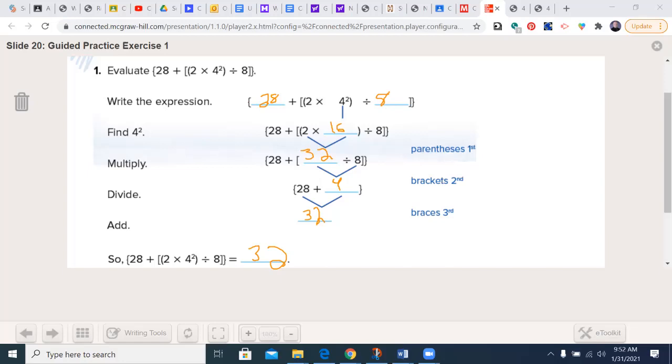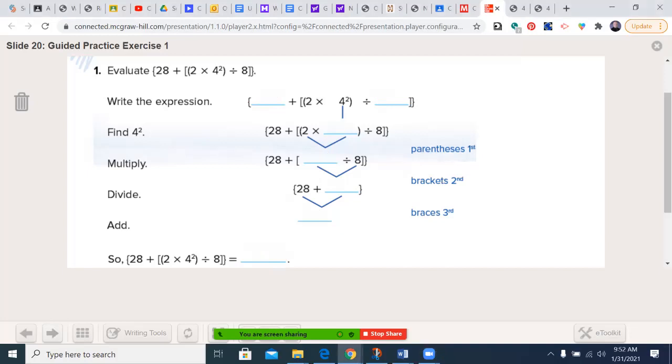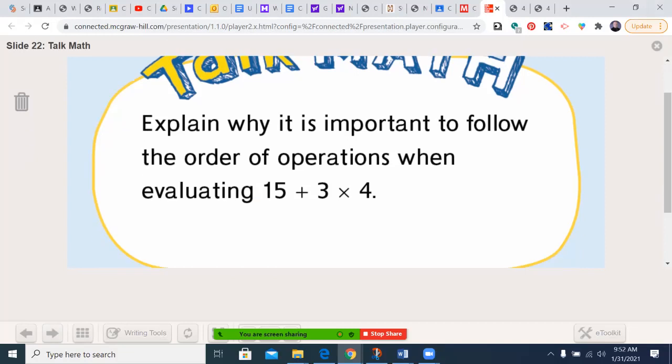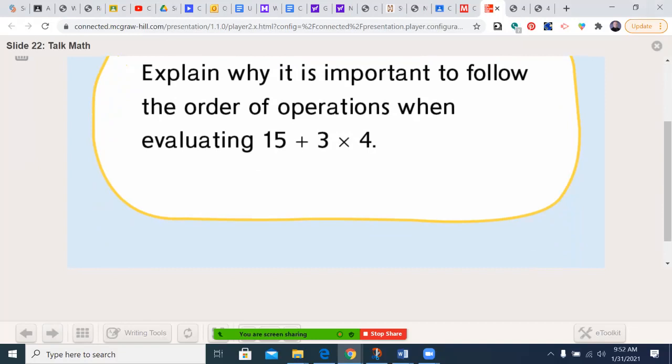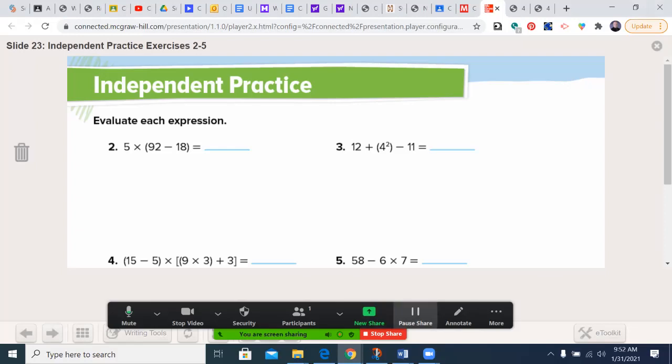All right, I'm going to go ahead and clear these drawings now. And of course, we do have to cover the talk math. Why is it important to follow the order of operations when evaluating 15 plus 3 times 4? Because 3 times 4 is 12, and 15 plus 12 is 27. If I went this way, 15 plus 3 is 18, times 4 is 72. Big difference. All right, so let's treat number 2 as our guided practice.